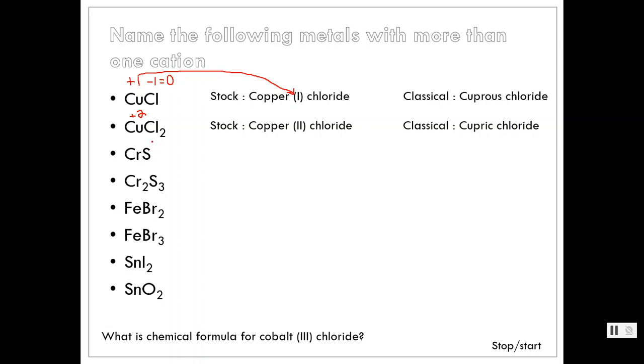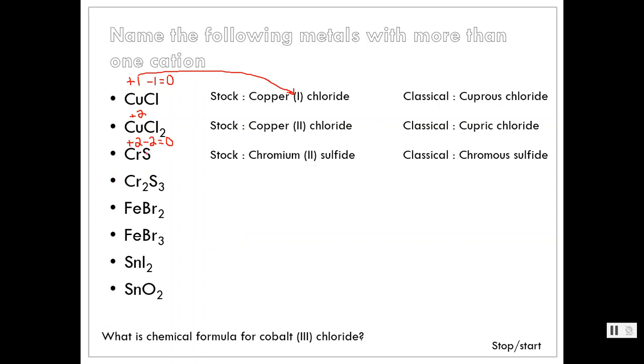CrS. So again, I recognize that it is a binary ionic compound that contains a metal, chromium, that can form more than one charge. It's attached to a sulfur. Sulfur is a -2. It's in group 6. And so for the charge of that overall molecule to be 0, my chromium must be a +2. So chromium(II) sulfide or chromous sulfide.